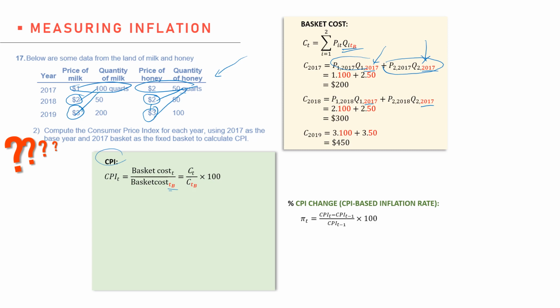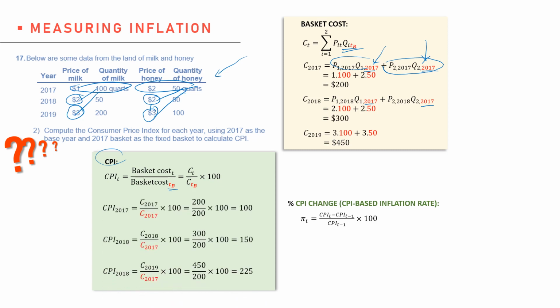If the base year is 2017, all the basket costs will be divided by the basket cost in 2017. So something like this. CPI will be 2017 divided by 2017, then 2018 is also divided by the consumer basket in 2017, and then multiplied by 100.